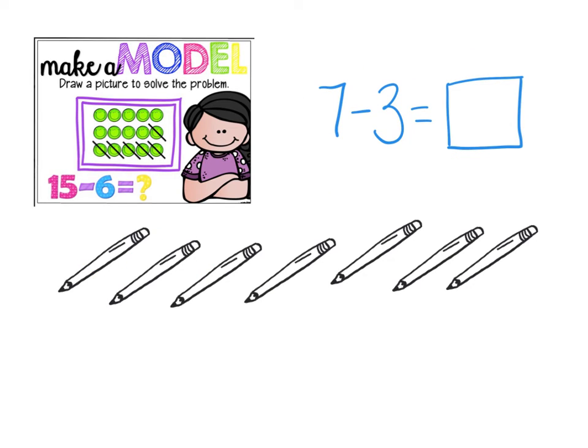And the last one is make a model. So in case you can't remember any of your strategies or you're not quite sure what it is, this is my favorite one because I can just draw a picture and cross off as I go.